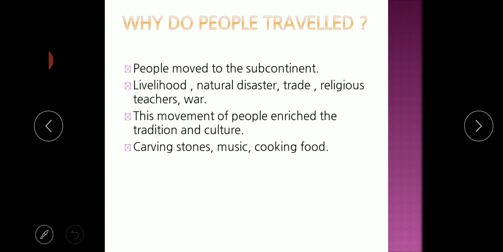There were many reasons people moved to other subcontinents. From one subcontinent to another, people started to move for their livelihood, to safeguard themselves from natural disaster, and for trade purposes. Some religious teachers traveled from one subcontinent to another for teaching their religious thought. And because of war also, people started moving from one place to another.